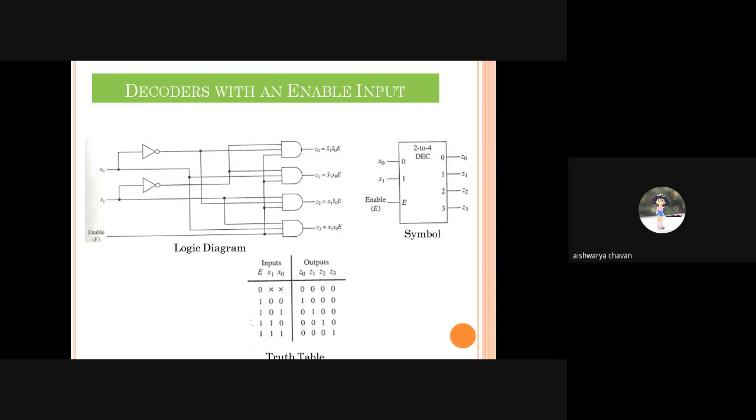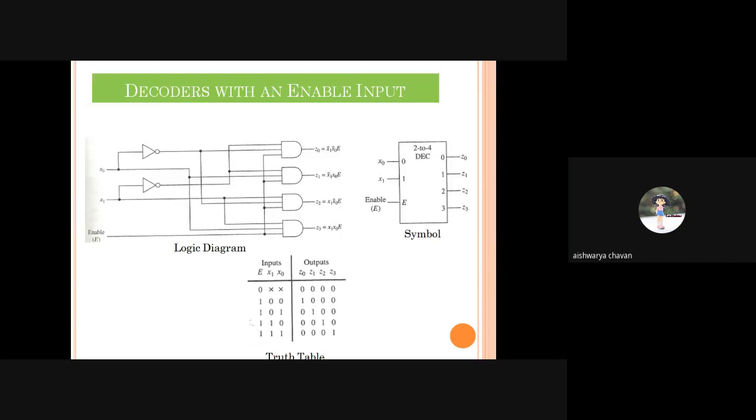Now see, for the decoder, one more input is available, and that input is the enable input. When we are connecting the enable input, that enable input should be 1. When the enable input is 1, and only then, you will get the data at the output. When the enable input is 0, at the output you will get all zeros.